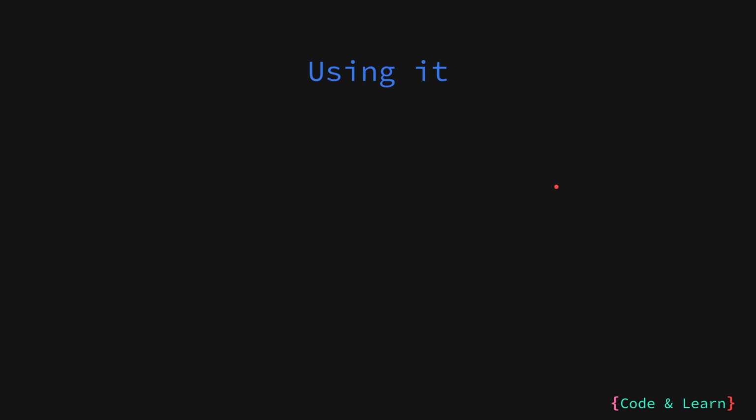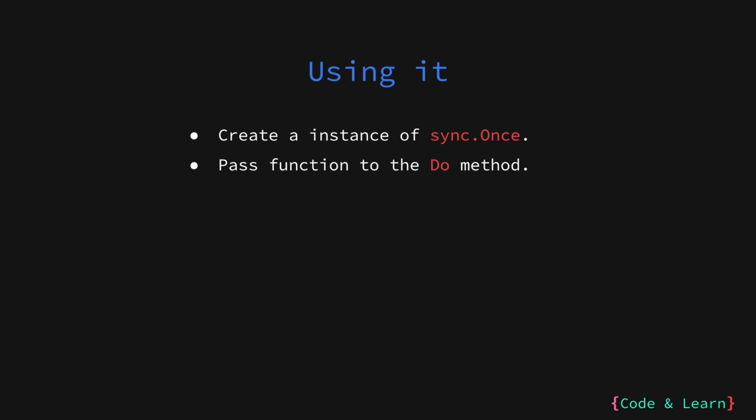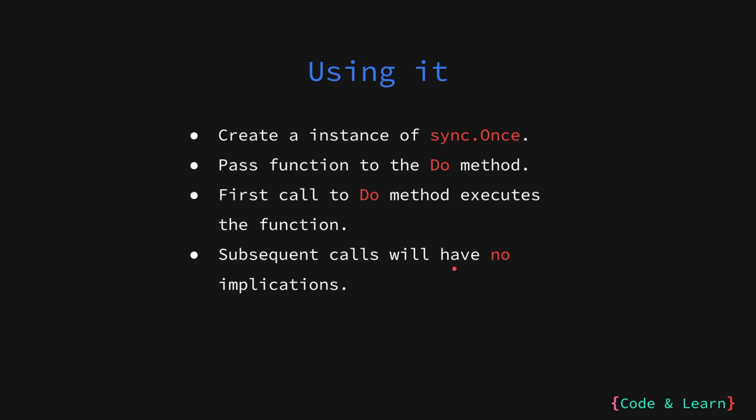So how do we use sync.Once in our code? First thing is that you create an instance of sync.Once. Then you pass a function to the once.Do method that you want to execute only once. The first call to once.Do will execute the function. All the subsequent calls to once.Do will do nothing.